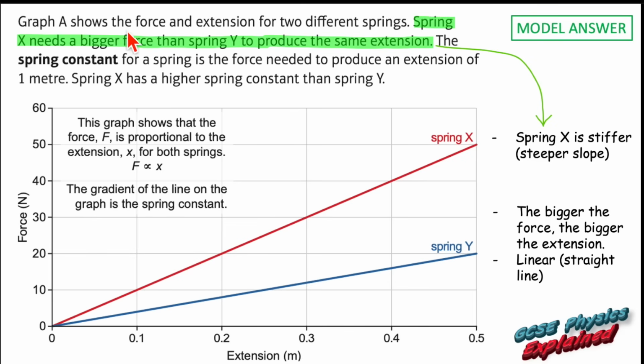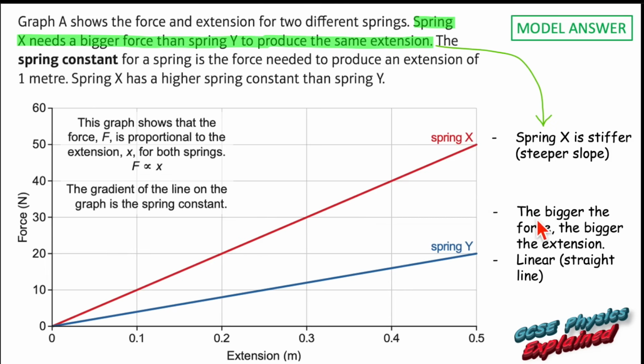Graph A shows the force and extension for 2 different springs. Spring X needs a bigger force than spring Y to produce the same extension. So that means that spring X is stiffer. It's got a steeper slope compared to spring Y. Let's look at spring X. To make spring X extend by 0.5, we had to put on 50 newtons, whereas spring Y had the same extension, 0.5, and we only needed to put 20 newtons on. So the steeper the line is, the stiffer the spring.